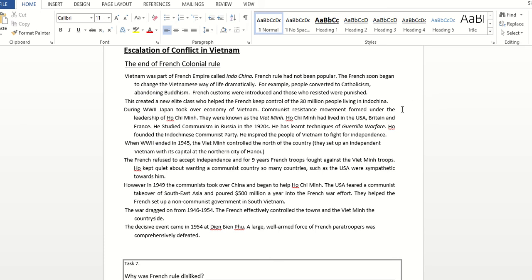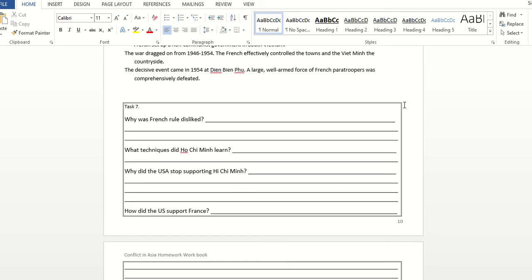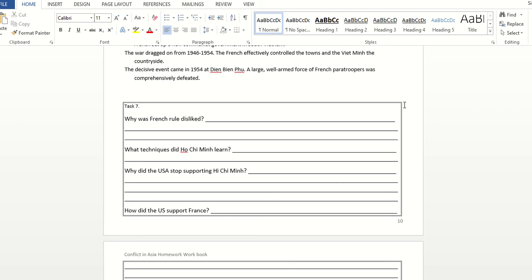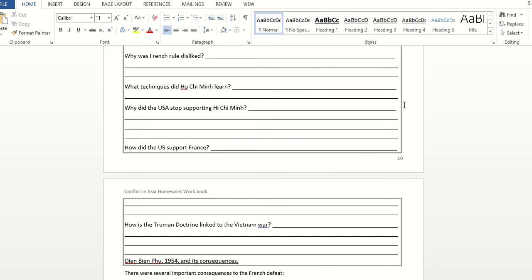This led to the embarrassing event of Dien Bien Phu, where a large group of French soldiers were comprehensively defeated by the Viet Minh. Your first task is to complete task 7 by rereading through the information above and seeing if you can fill out these questions.